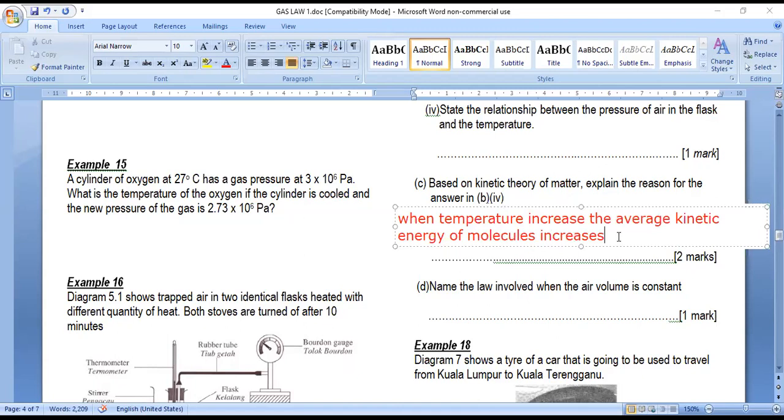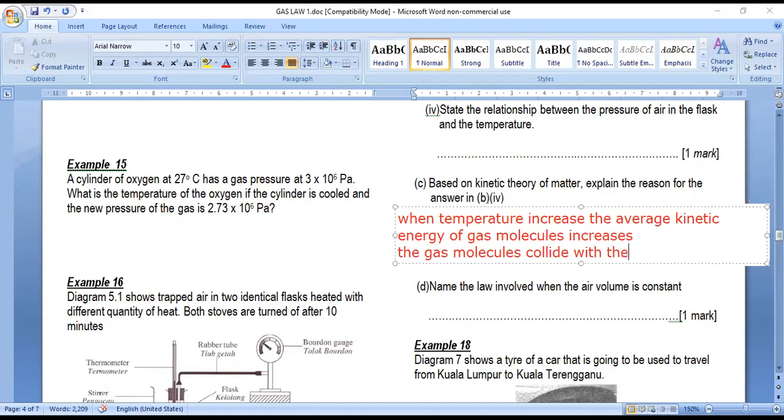So because of that, the gas molecules collide with the wall more frequently. Okay, the gas molecules collide with the wall more frequently.